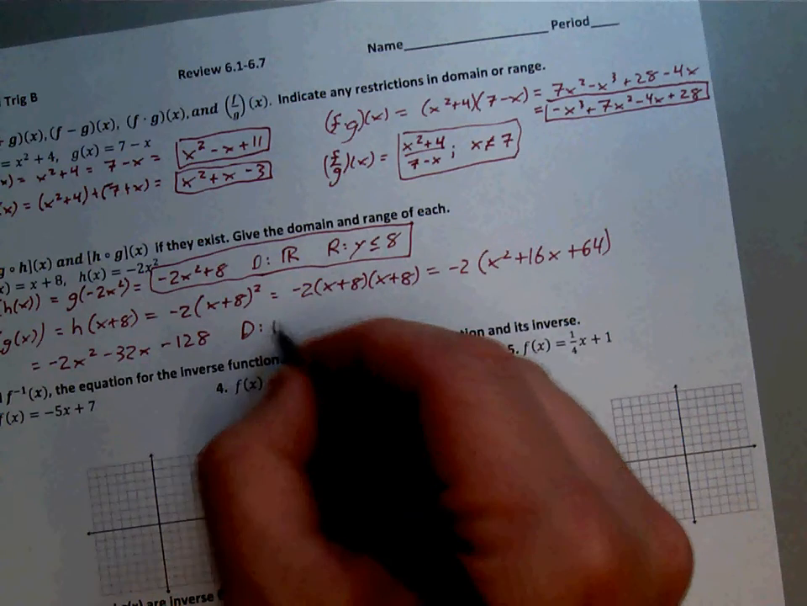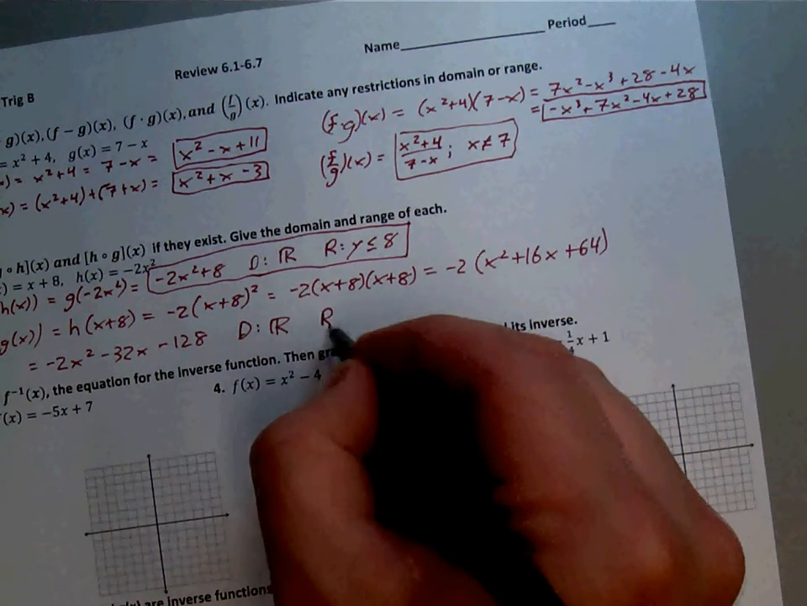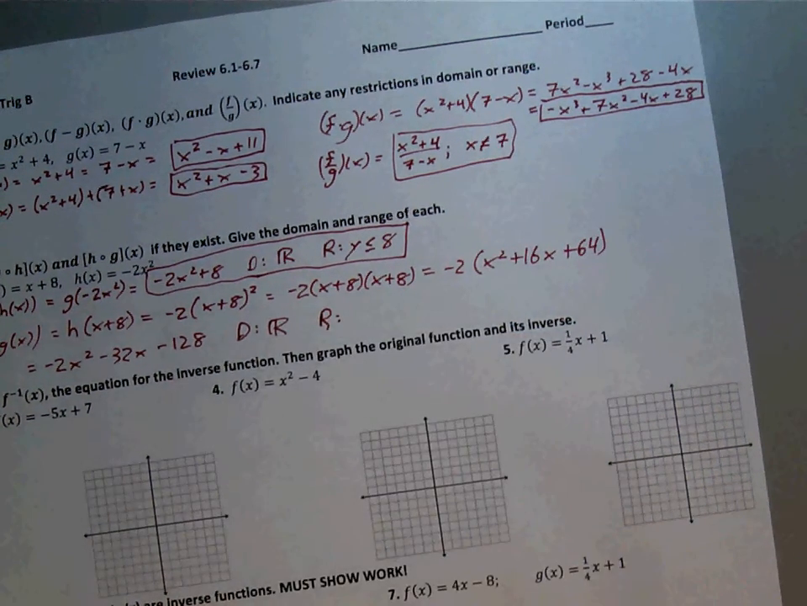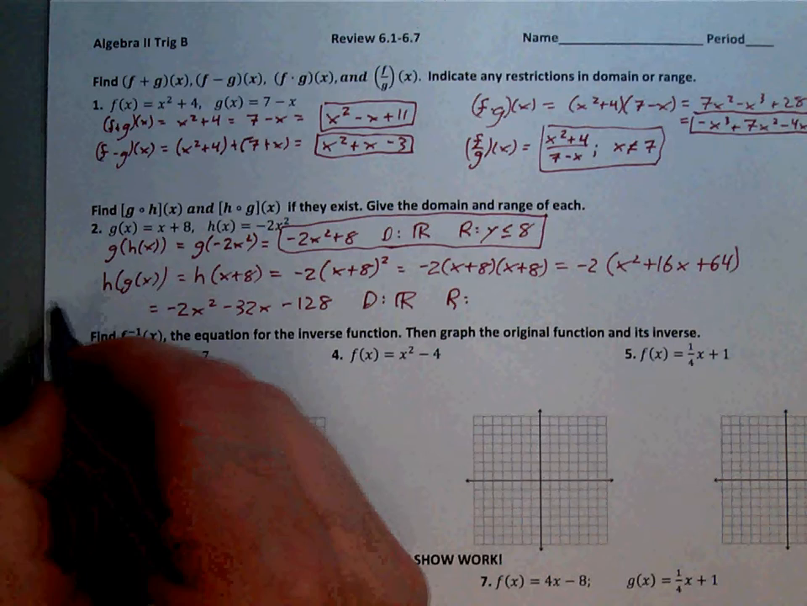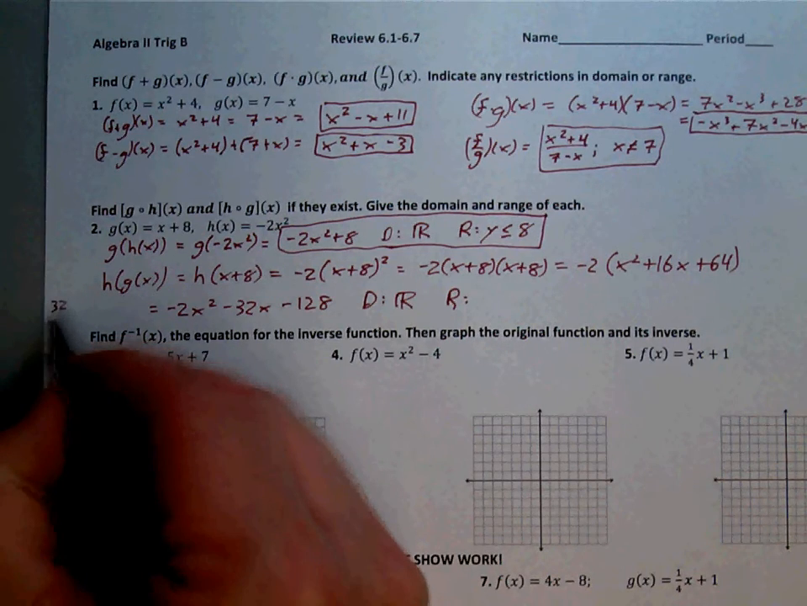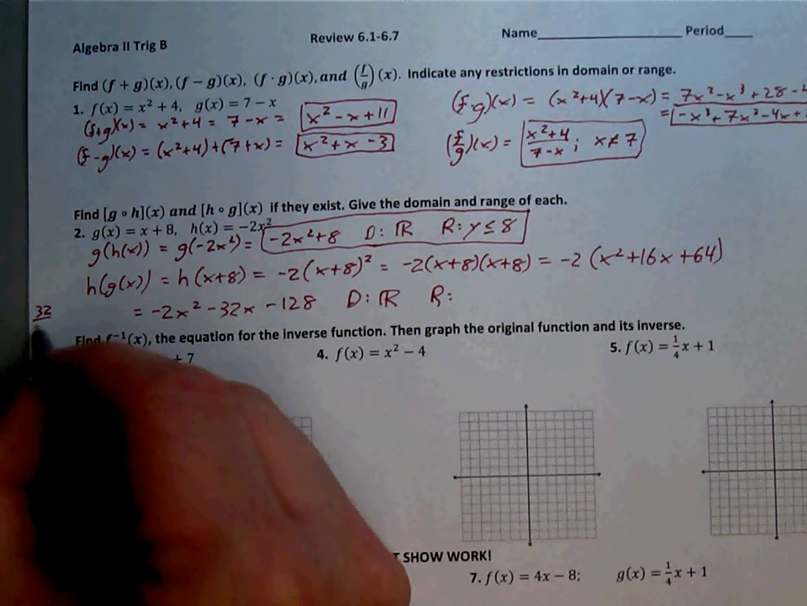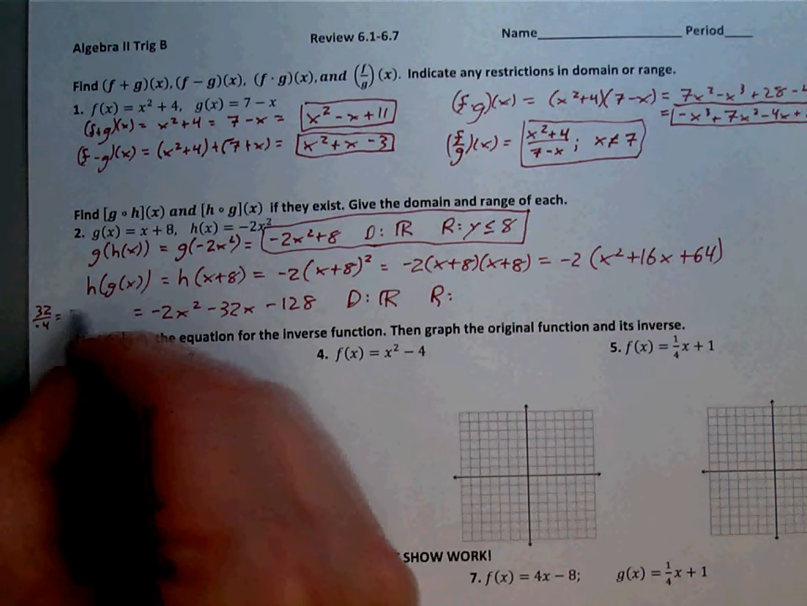That is a parabola, so its domain is all reals. Its range, we'll have to do the negative b over 2a, and this one is not going to be quite as easy as the previous one. So off to the side, I'm going to do negative 32, that's positive 32, over 2 times negative 2 is negative 4, so I get a negative 8.